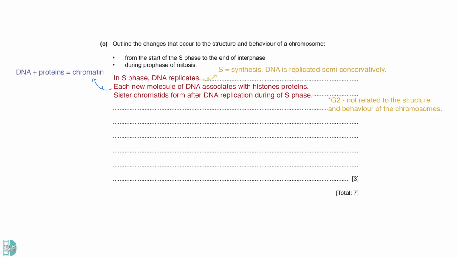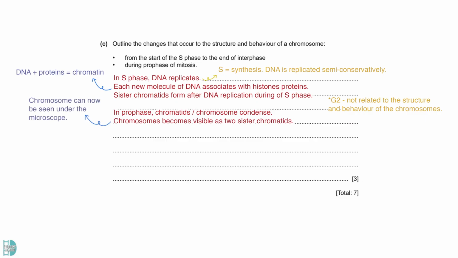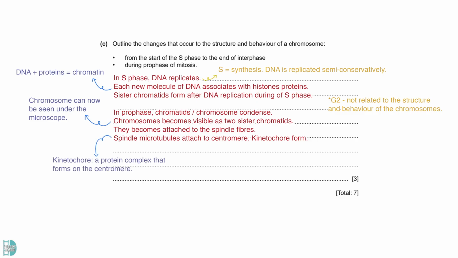G2 phase occurs after the S phase, but the events that take place are not related to the structure and the behavior of the chromosomes. In prophase, chromosomes condense. They will become visible. If you view the cell under a microscope, you can see the sister chromatids. The centromere of the chromosomes will be attached to the spindle fibers. The attachment is possible due to the formation of kinetochore. A kinetochore is a protein complex that forms on the centromere. It allows microtubules to attach to the chromosome for proper segregation during cell division.